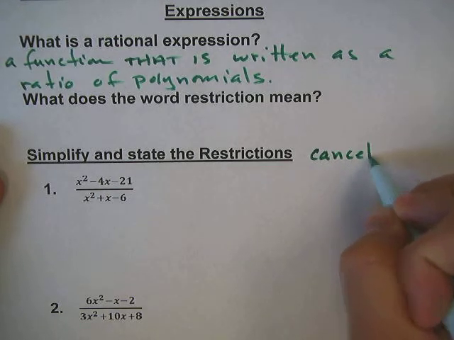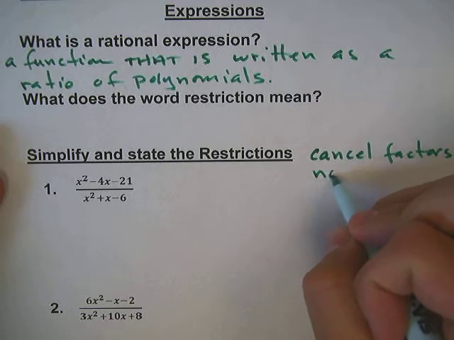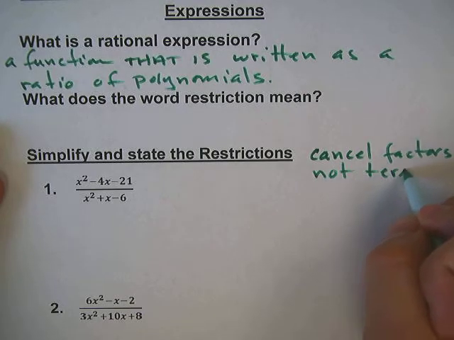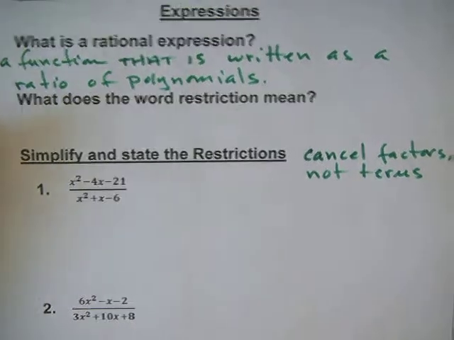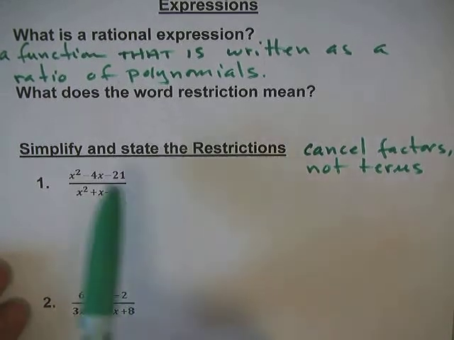You can cancel factors, not terms. In order to follow that rule, you obviously need to know what a factor and a term are. Let's start with term. A term is simply an expression. It could be a variable, it could be a number, it could be a combination of those two, that is separated by an addition or subtraction sign.